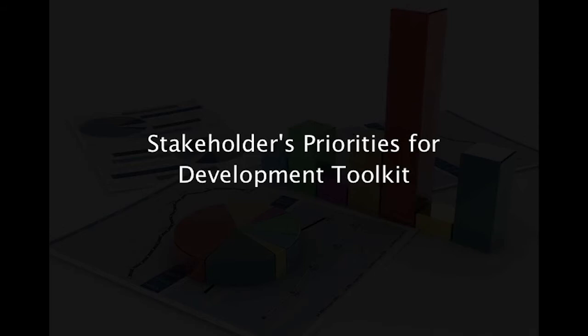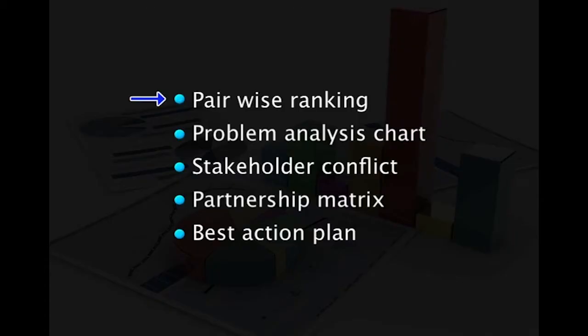The third one is stakeholders priorities for development toolkit. This enables development agents to learn about the priority actions and development opportunities for addressing the identified problems. This kit helps in planning development activities based on women's and men's priorities. Stakeholder analysis tools are pair-wise ranking, problem analysis chart, stakeholder conflict and partnership matrix, best action plan. The fourth one is participatory monitoring and evaluation tools.